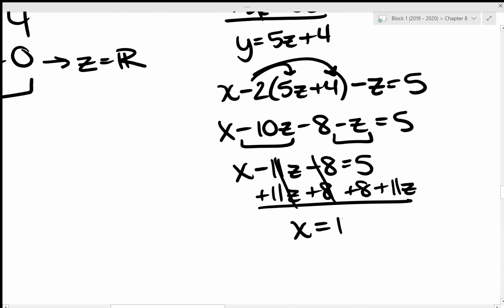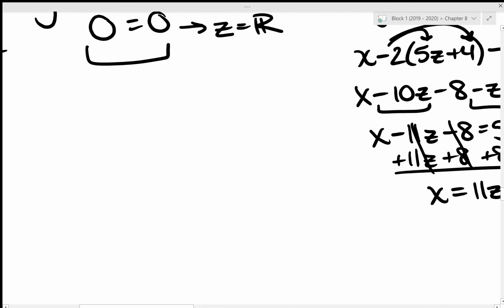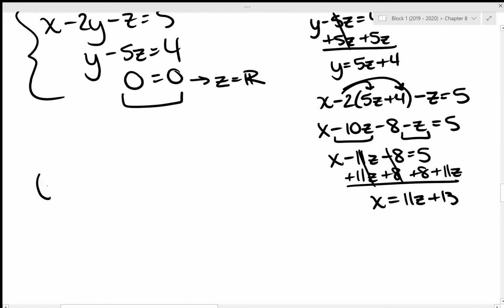X equals 11z plus 13. You could have also written it as 13 plus 11z. It doesn't matter as long as the sign in front stays with the sign in front. So my final answer is going to be my x, which is 11z plus 13, my y, which is 5z plus 4, and then z.